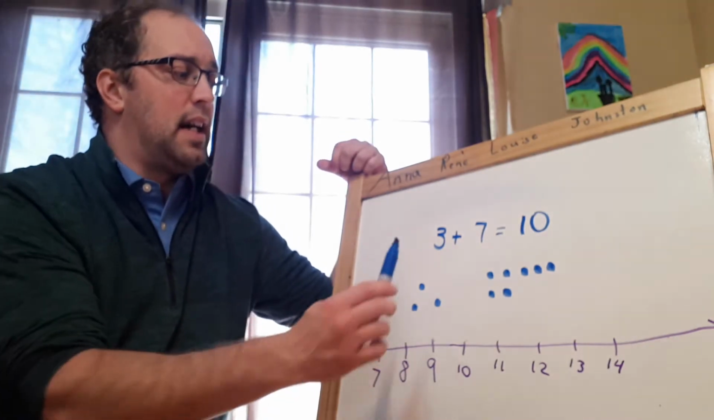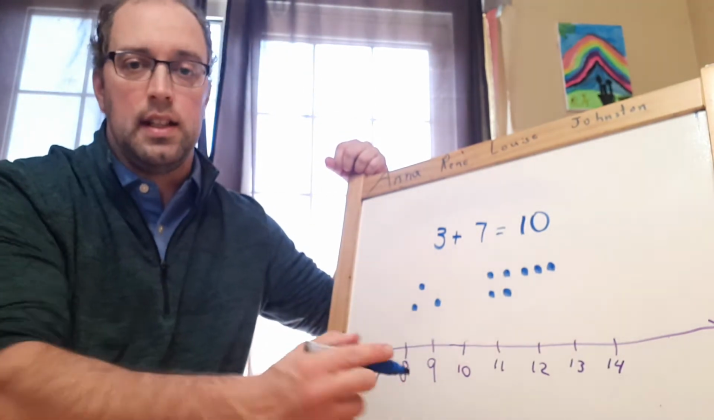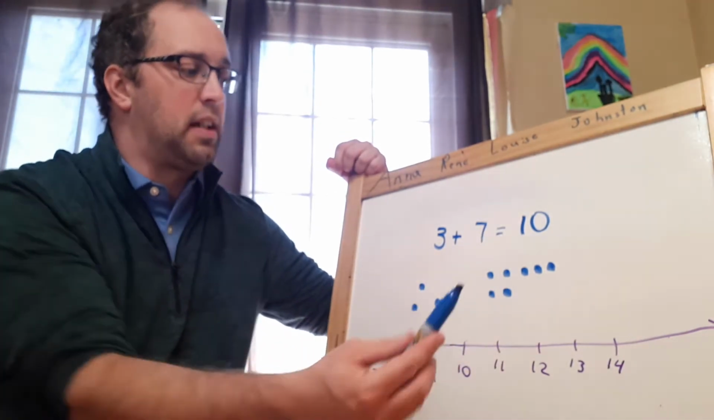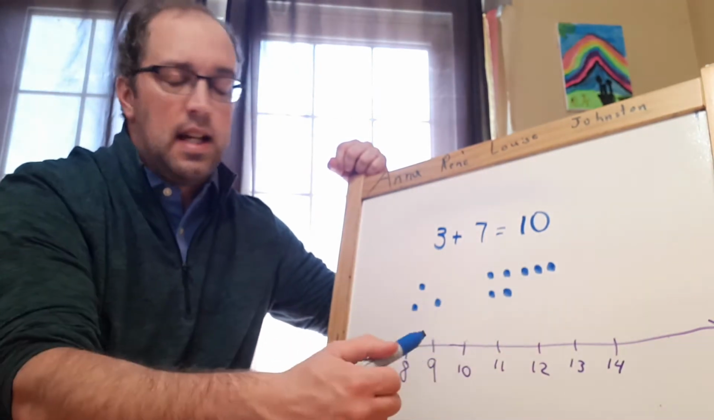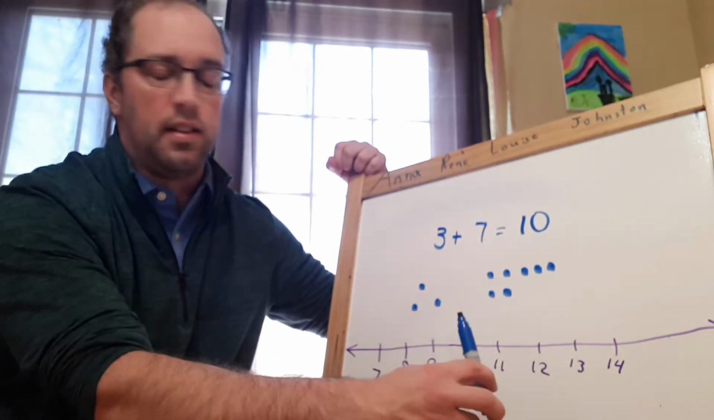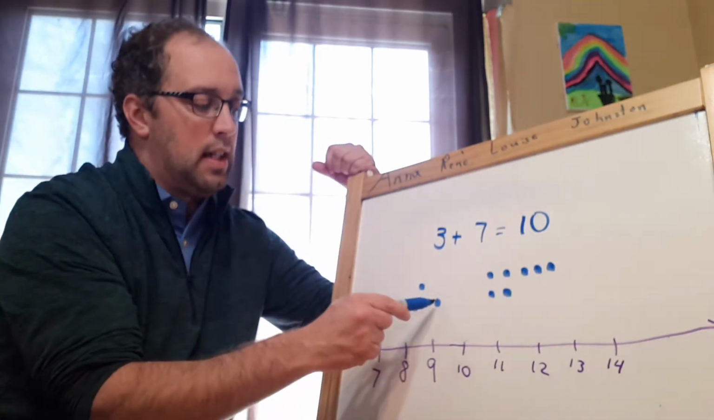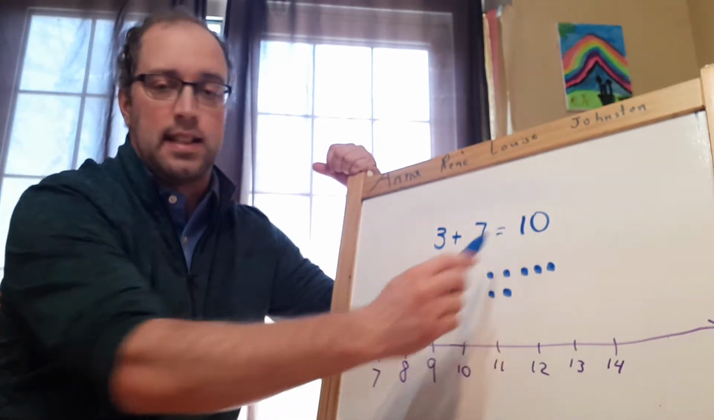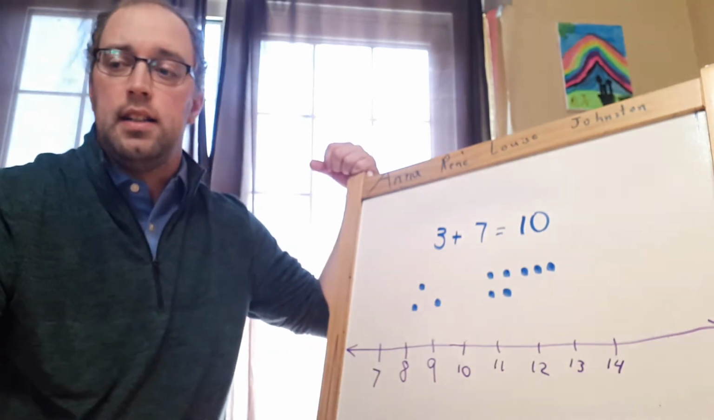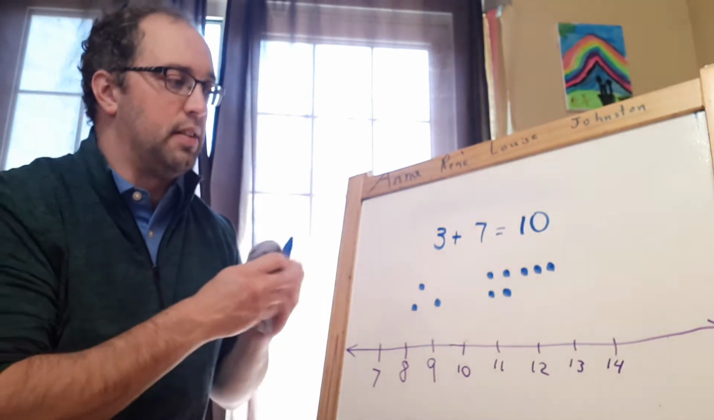All right, so I have 3 plus 7, and I have the answer up here. It's 10 because I have 7 here. And when I do the count on, I'm always starting with the larger number. So I have 7 here, and I'm counting on 3 more. 8, 9, 10. So that's how I got 10. On a number line, it will look a little bit different.